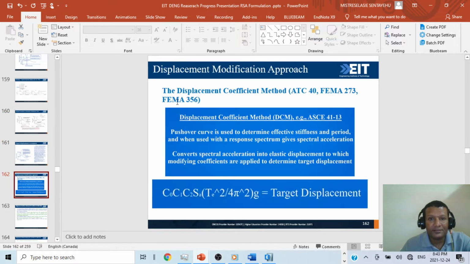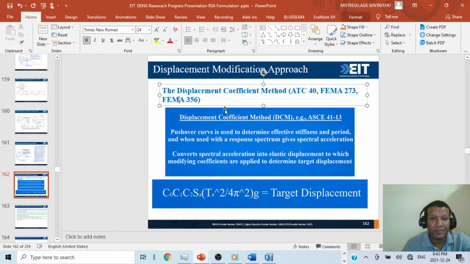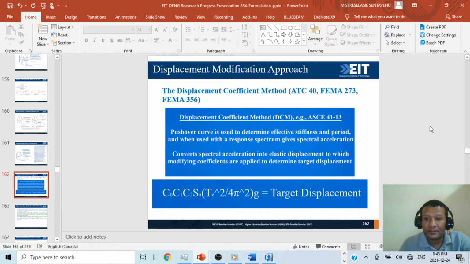The next one, the second one, is the displacement modification application. This is the second type of finding response spectra, the target response, the target displacement. So the displacement coefficient method, as per ATC 40, FEMA 273, FEMA 356. This one I took from CSI because this is a modified one. Target displacement, this is a modified one.